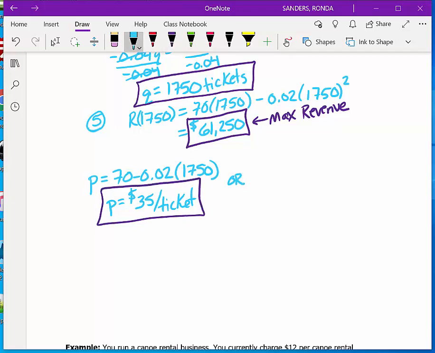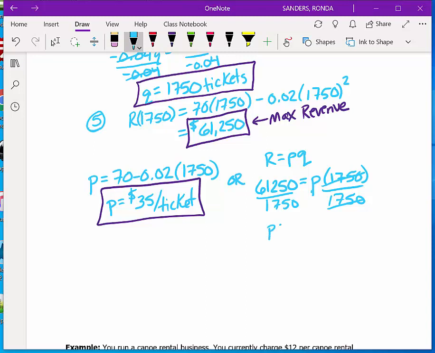Or our second option is to remember that revenue is equal to price times quantity. So we can take our maximum revenue, $61,250, and that should be equal to our price times our quantity, 1,750. If we divide by 1,750, we will also get P is equal to $35 per ticket. Either method is perfectly fine for this example.